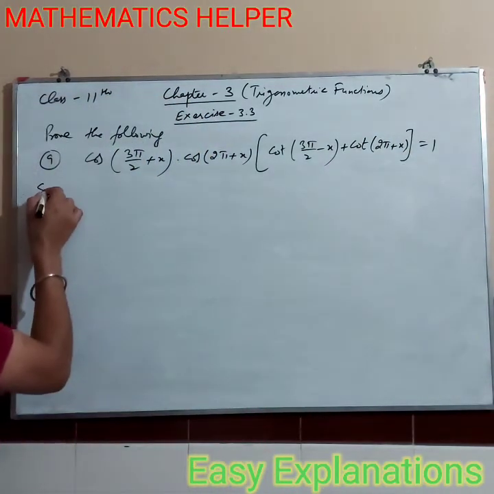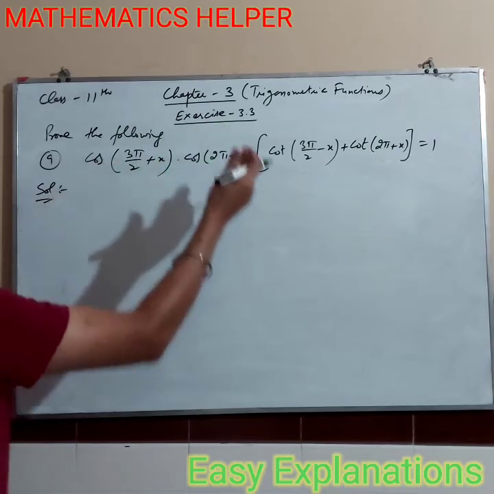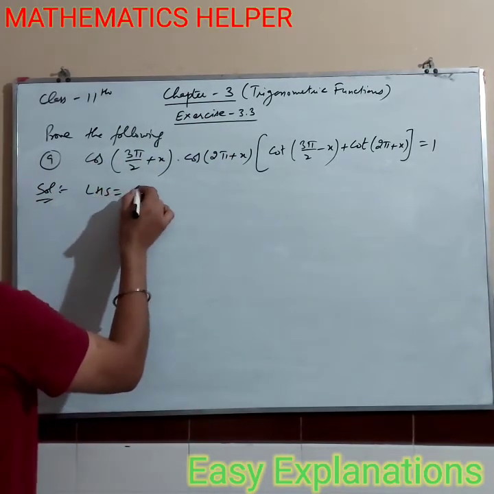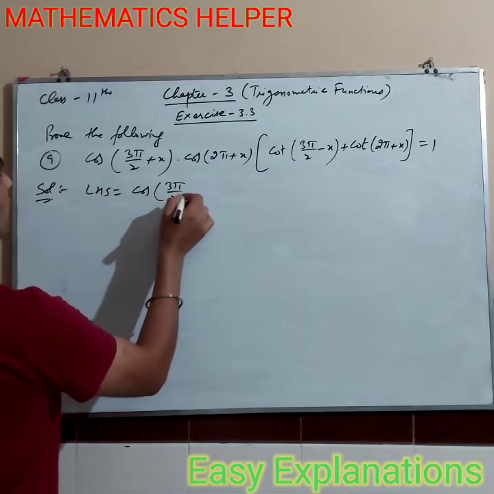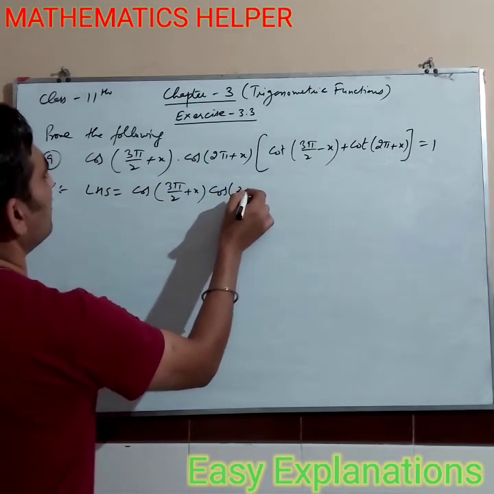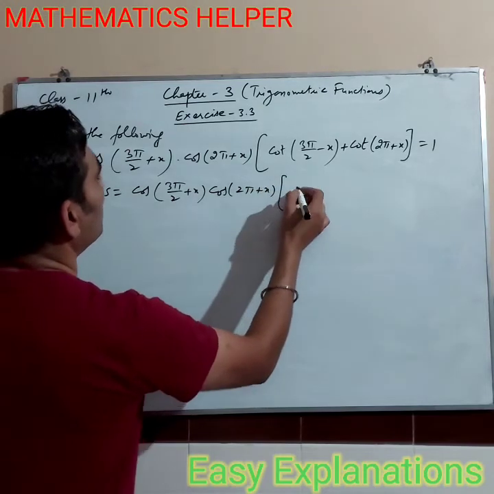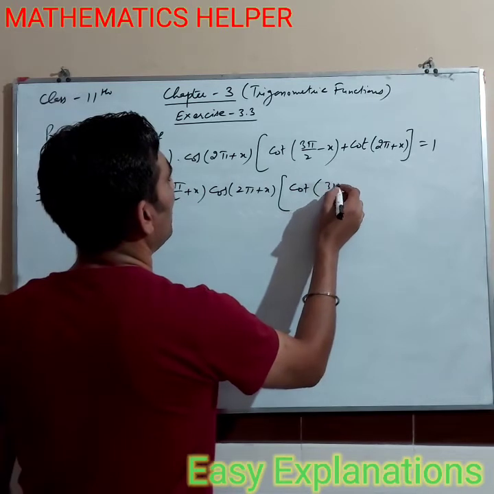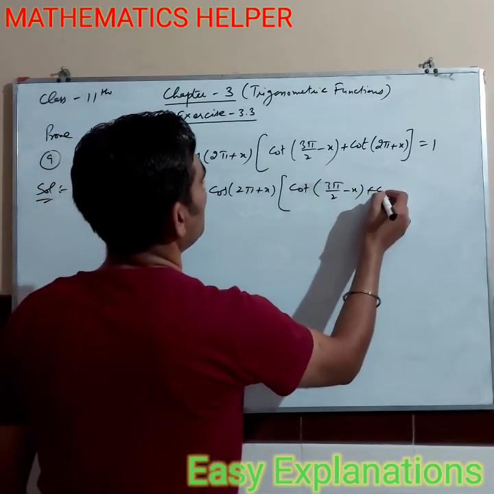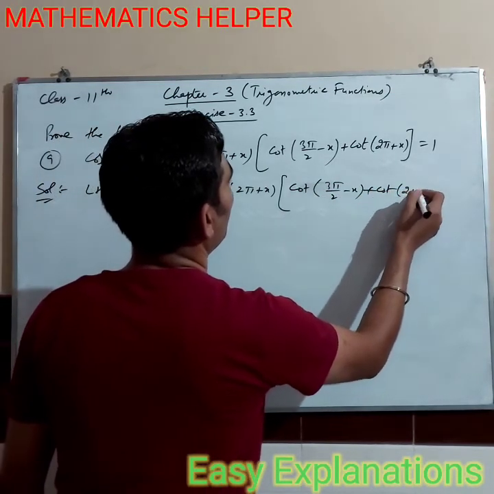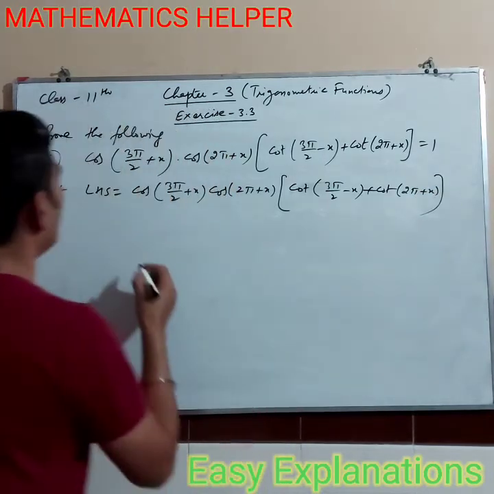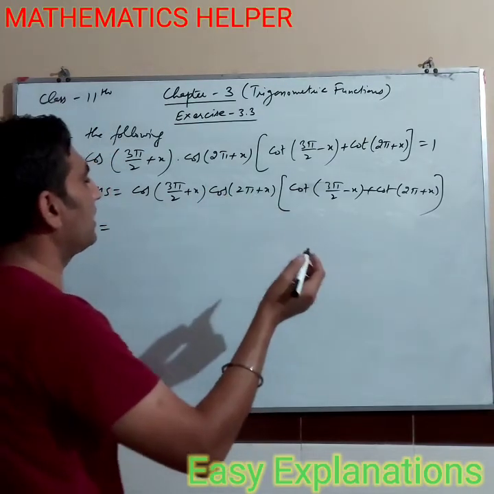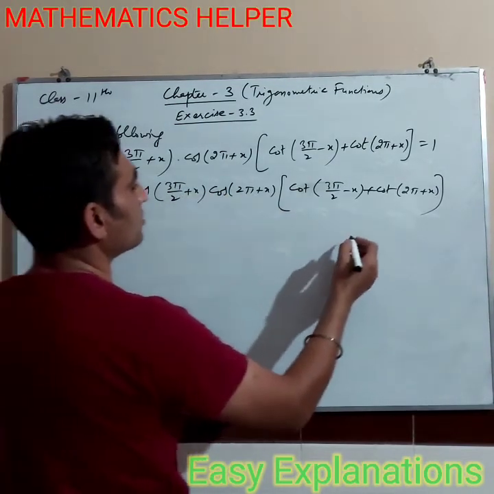Let's start from the left side, and you just think about the value of this 3 pi over 2 in degrees. I am writing this first, the left hand side. It is cos(3 pi over 2 plus x) into cos(2 pi plus x) into [cot(3 pi over 2 minus x) plus cot(2 pi plus x)]. Let's start from here. It is cos 3 pi over 2. 3 pi is 180 times 3, it will give 540 over 2, which is 270.